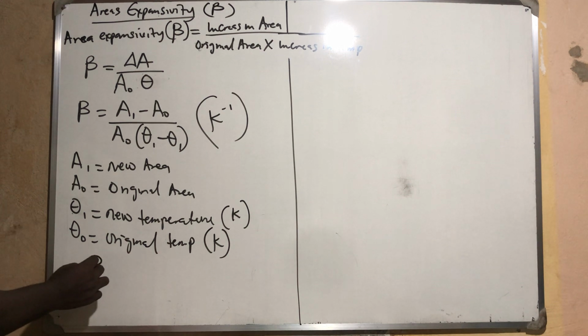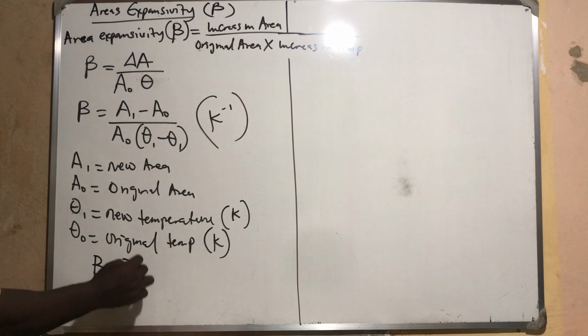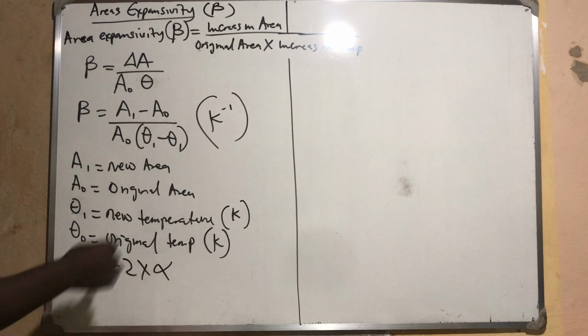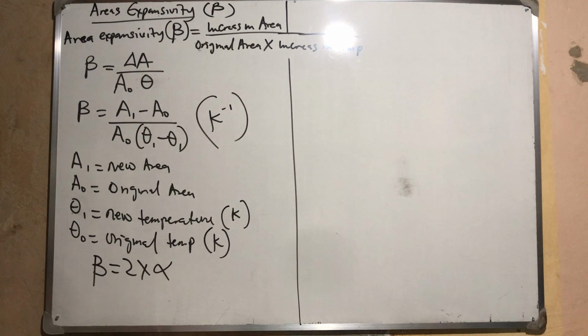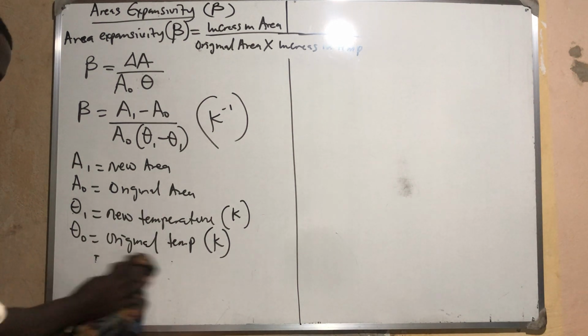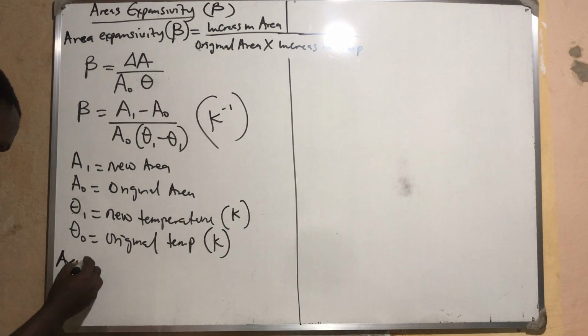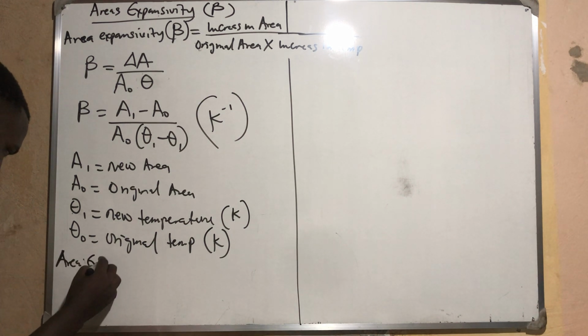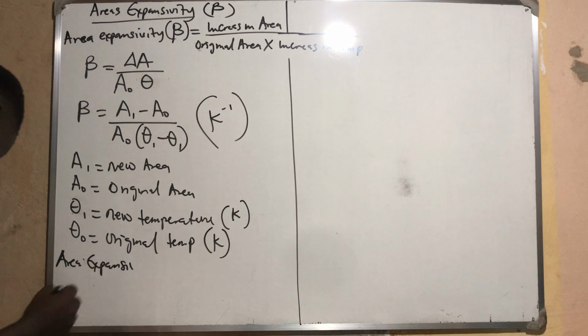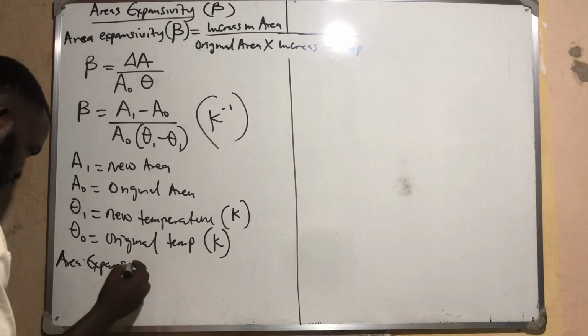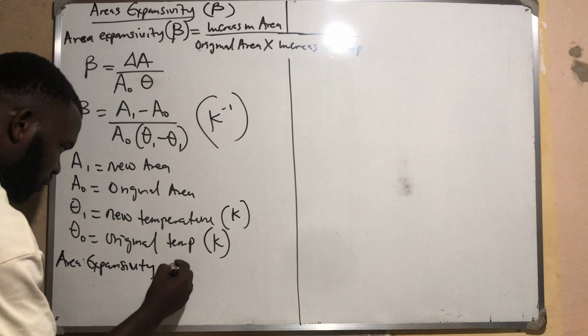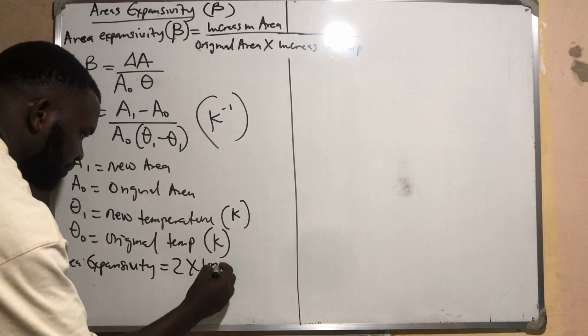Now, another very important thing you need to know is that area expansivity is equal to 2 times linear expansivity. Very important formula. Area expansivity is equal to 2 times linear expansivity.